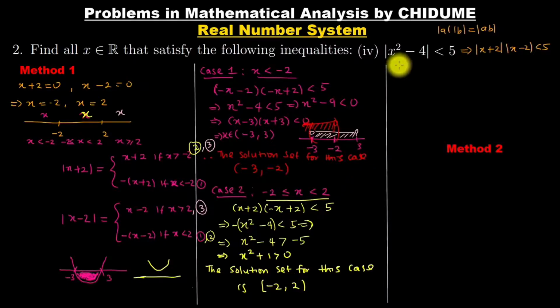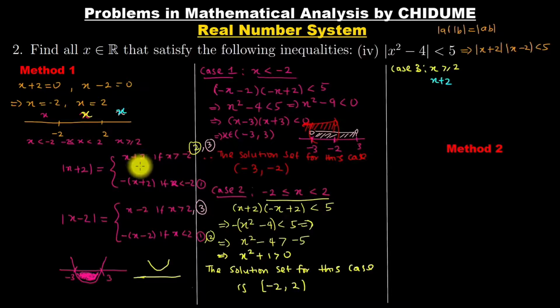Then for the third case, that's case 3, we want to consider when x is greater than or equal to 2. Obviously x will be greater than -2 and also x will be greater than 2. So if I plug it directly into this, what am I going to have? The absolute value of x plus 2, if x is greater than 2, would be x plus 2 directly from here.